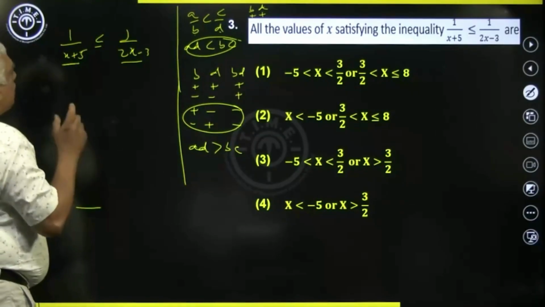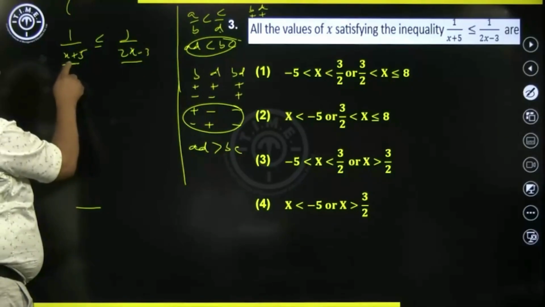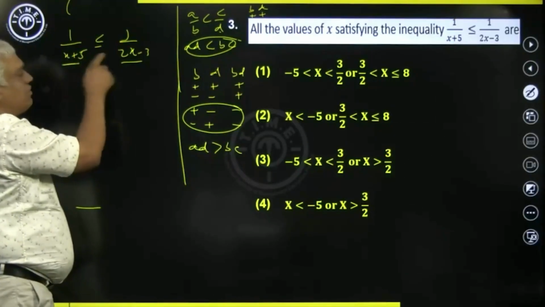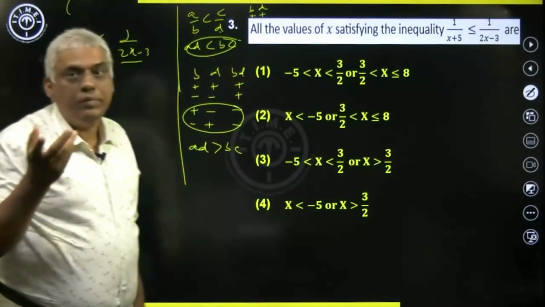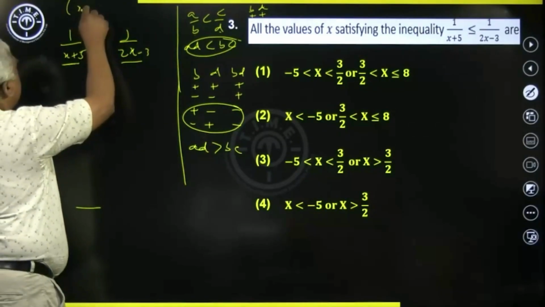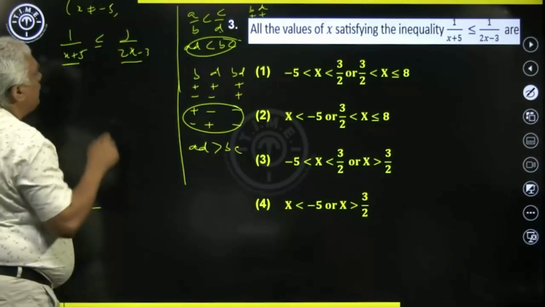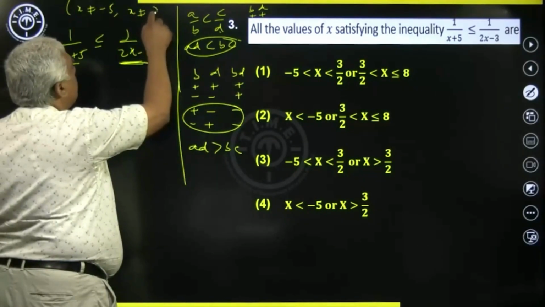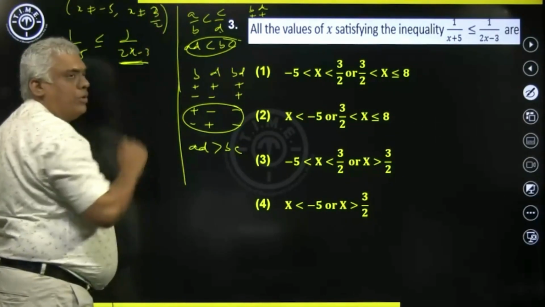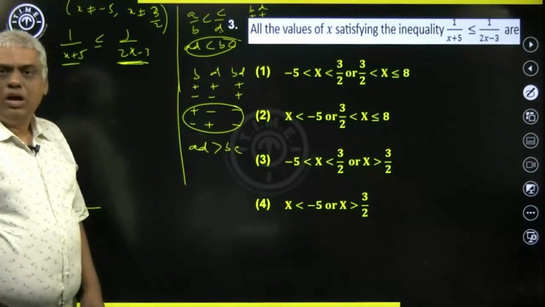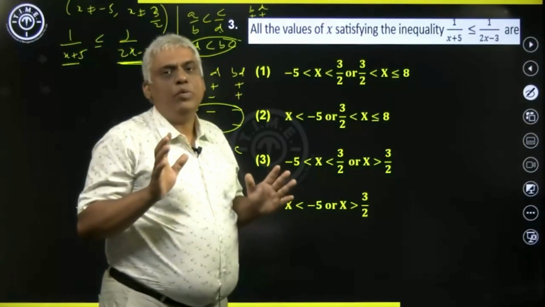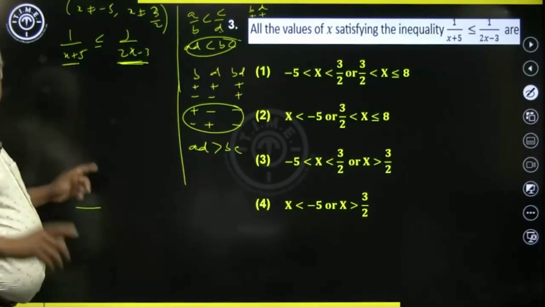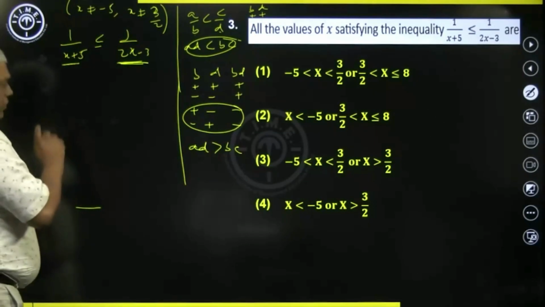Now, here you see one thing: we know that x cannot be minus 5. If x is minus 5, this will become 0 and this inequality will be invalid, because 1 by 0 is undefined. So x is not equal to minus 5, and also this is not 0, so x is not equal to 3 by 2, otherwise this will become undefined. So whatever solution we get, you have to make sure that these two values are not included.